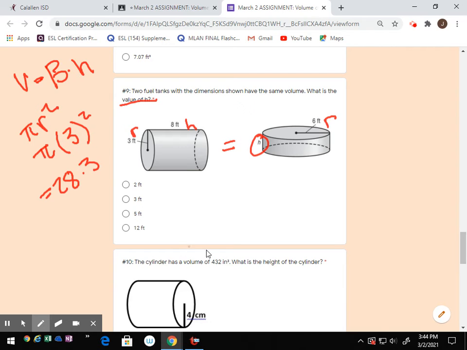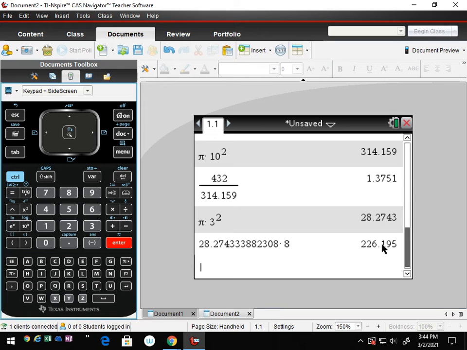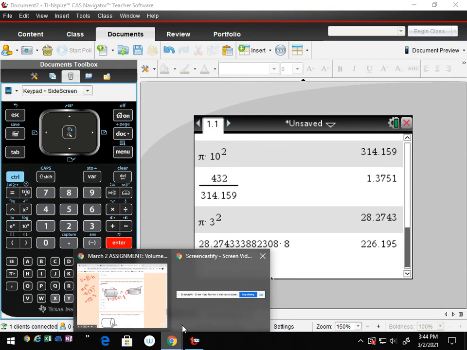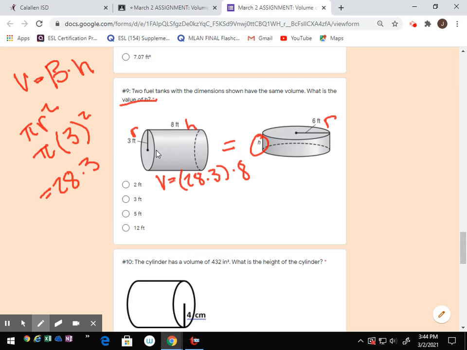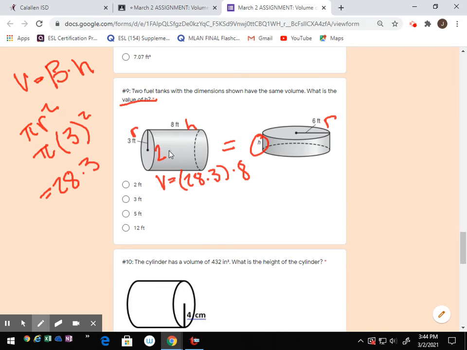We know big B. Let's multiply it by H to find our volume. So the volume is equal to 28.3 times 8. Let's multiply this number right here times 8, which is 226.2. We'll round to 0.2. So the volume is 226.2 feet cubed. It's cubed because we're finding the volume. Now let's do this second one.